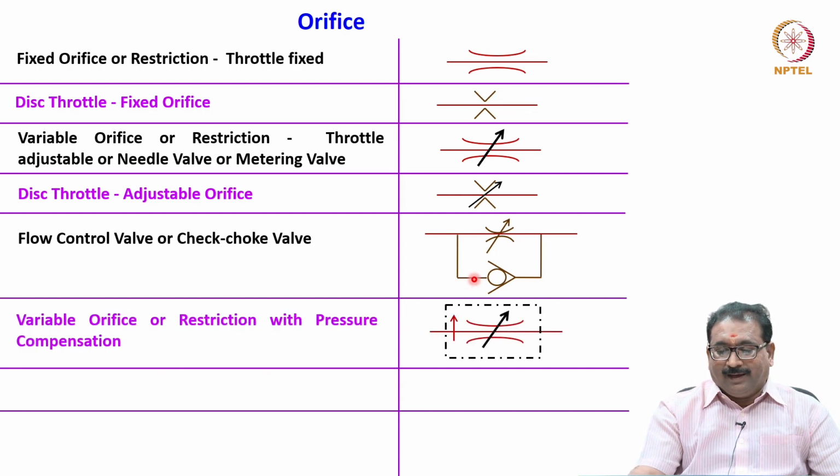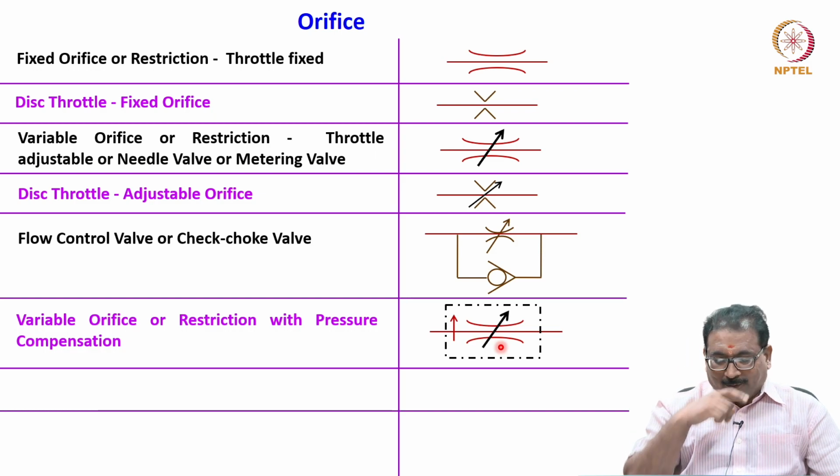Now we will see here, same, correct, 1 arrow I am putting here, but I am putting a full enclosed dot. This is very important, because only one valve is what I am showing. How to read this? The variable orifice or restriction with pressure compensation.